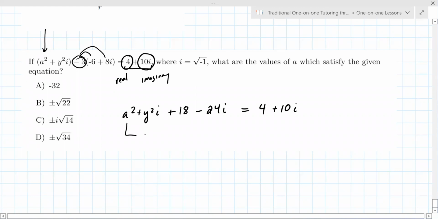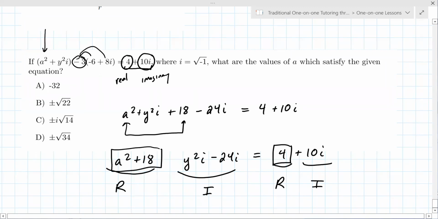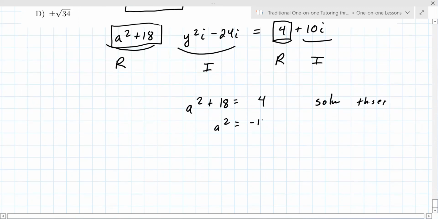So the a squared and the 18, they're the real parts. If you were to just reorganize this equation slightly, writing it out here, this is real and this is real. This is imaginary and this is imaginary. So you would set the real part equal to the real part. So you'd have a squared plus 18 equals 4. What do you do to solve this equation? You bring the 18 over. So you're going to subtract 18 from both sides, so it's -14.